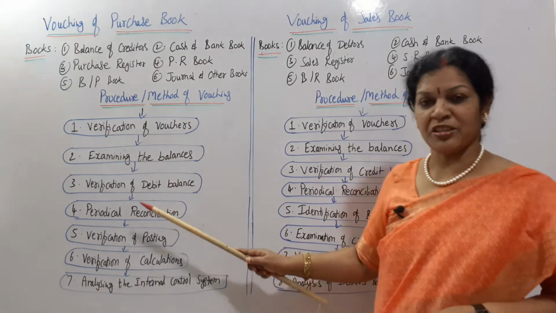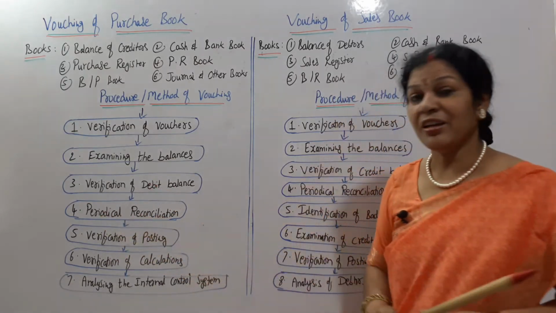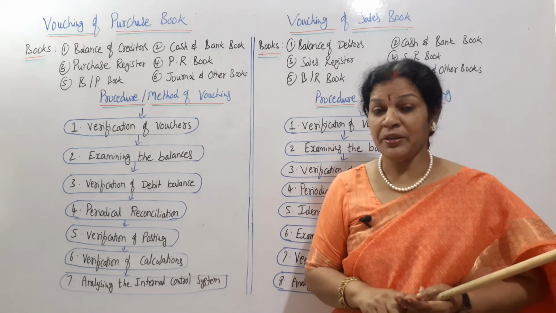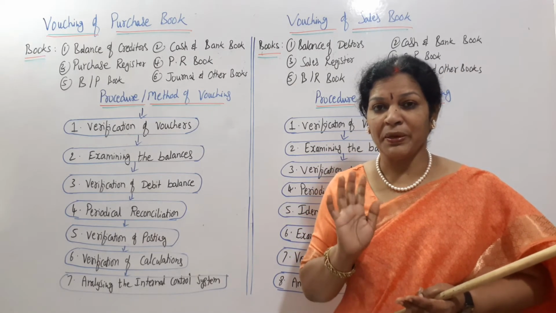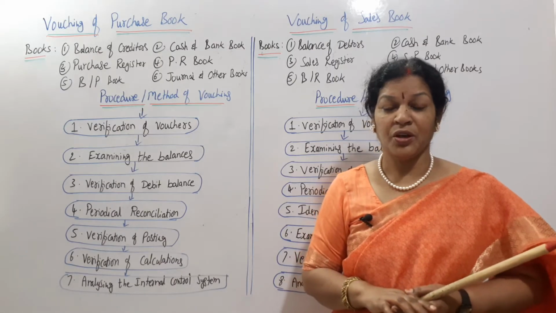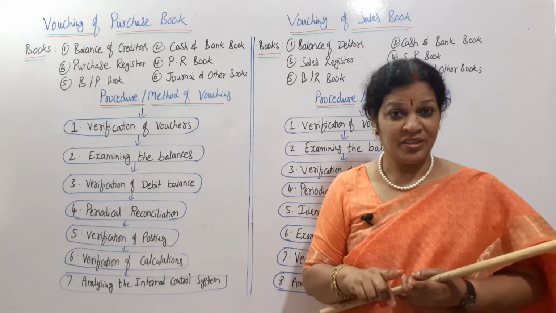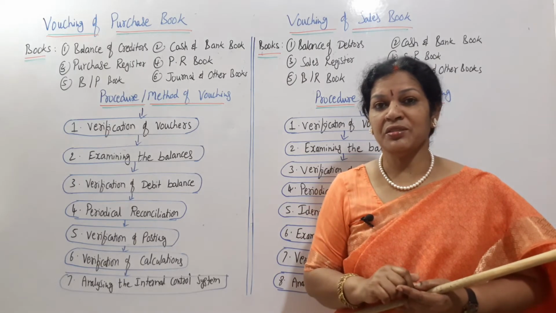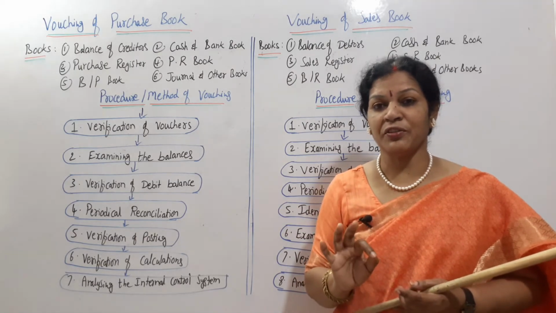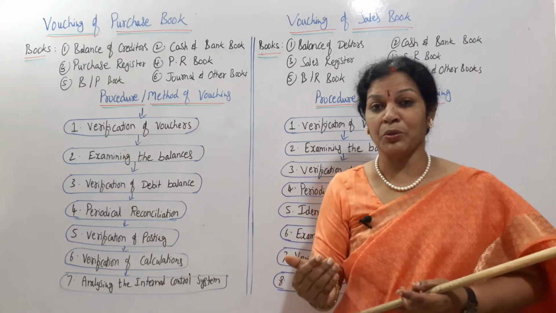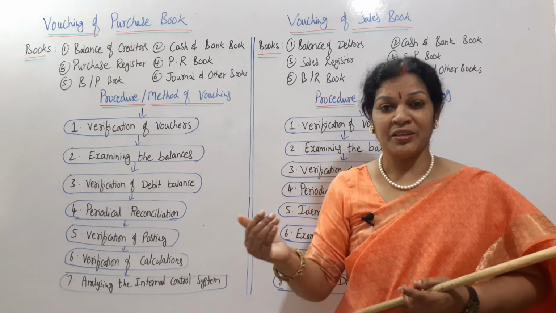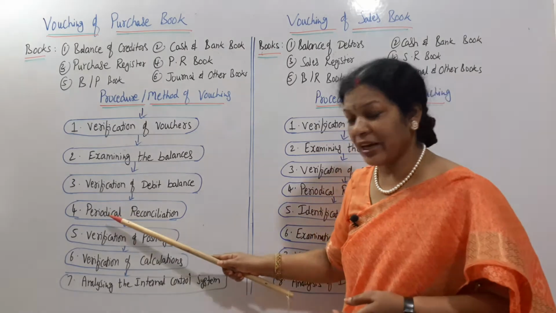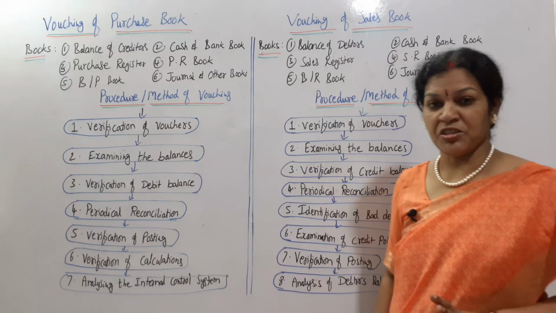Then after that, the next process is periodical reconciliation. Here you need to be very careful. Periodical reconciliation means when we have purchased these goods, what is the date? Is it matching exactly with our records or not? Sometimes last year's purchases are also included in this year, and some manipulation possibilities are there. That is why you have to be very careful at this stage, periodical reconciliation.